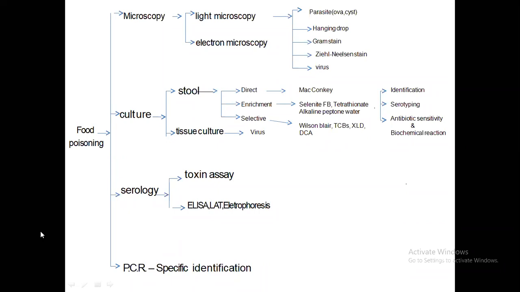You can see for food poisoning here: microscopy, culture, serology, and PCR, polymerase chain reaction. In the microscopy, light and electron, again we see parasites, hanging drop, gram stains, and virus we can see. And in the culture, stool or tissue culture, stool again direct, enrichment, selective. In direct, MacConkey culture, and enrichment selenite F, tetrathionate, alkaline peptone water. Also Wilson Blair, TCBS, XLD and DCA. Identification, serotyping, antibiotic sensitivity, and biochemical reactions can be seen.